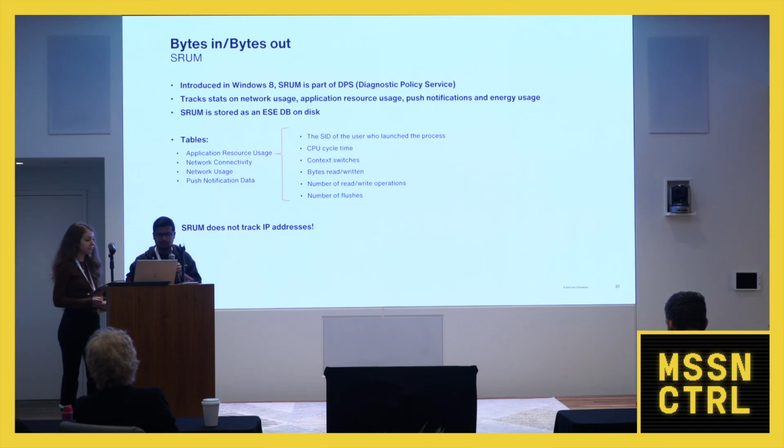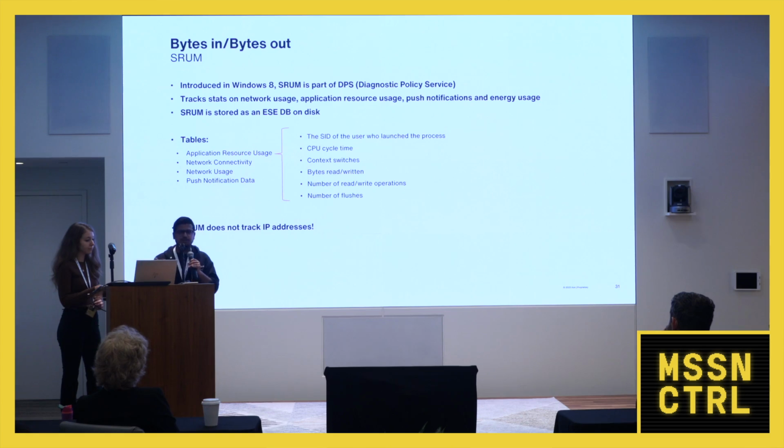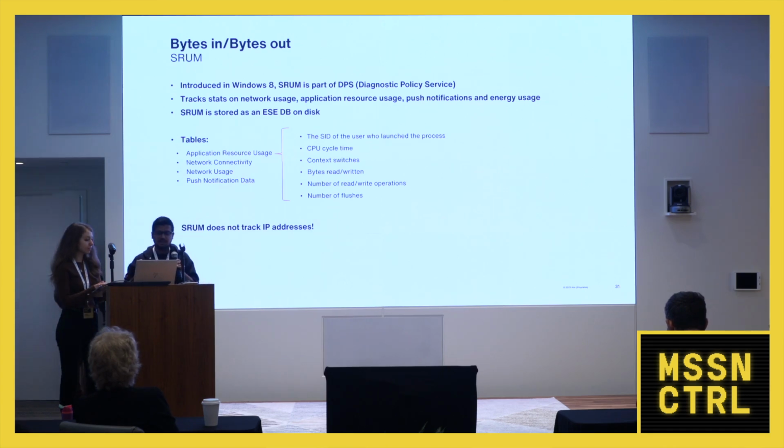SRUM is basically an ESE database that tracks a lot of information, network usage, program execution, all of that. There's a specific table in there called the application resource usage table that tracks the user, the program that was executed, and the bytes in, bytes out per application. How is this used? Let's say a threat actor utilizes WinSCP to transfer data. We can tell exactly when a threat actor executes that program and how many bytes were sent out using that program. It doesn't track any IP addresses, but it's still a very helpful artifact to have.